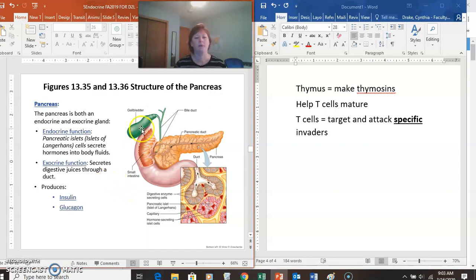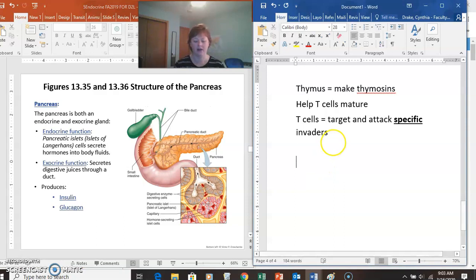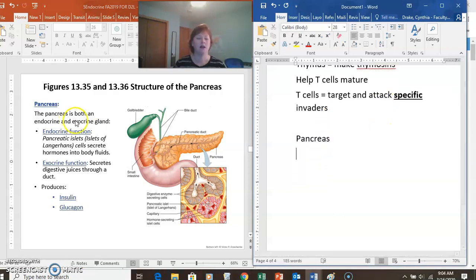All right, if we look at our pancreas then, we're going to kind of finish this talk off here by talking about your pancreas. Your pancreas has a couple of special functions. It can be both endocrine, meaning it makes hormones. It also can be exocrine, meaning it has other secretions besides hormones that it produces. So its exocrine function is that it's going to produce digestive juices or digestive enzymes that are going to be dumped here into your small intestine. And we'll learn about that more when we get to digestive system.